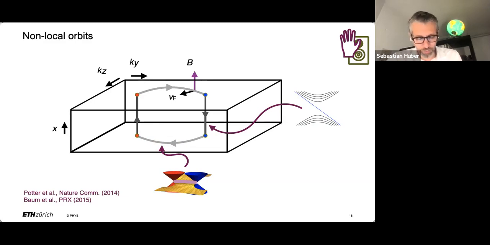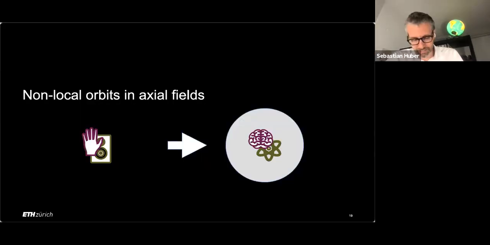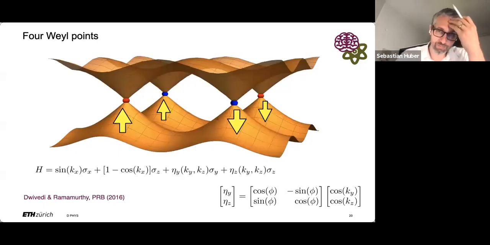And the question is, if you have 2 Weyl points, it's clear what happens, because you can go up, you can go over, you go down. And now the problem arises if you have 4, and what happens with these non-local orbits. That gave rise to something we didn't understand, how this would check out, also if you would now take your Weyl sample and bend it to induce strain that would give rise to that axial field. And let me present the puzzle that haunted us for a long time.